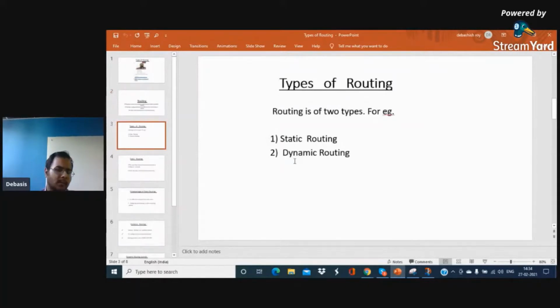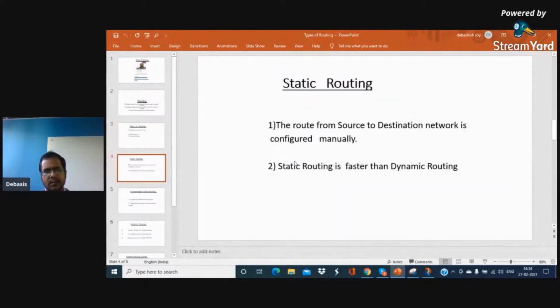Now, let's come to the types of routing. Routing is of two types. One is static routing and the other is dynamic routing. Now, what is static routing all about and what is dynamic routing? First, let's discuss the static routing part.